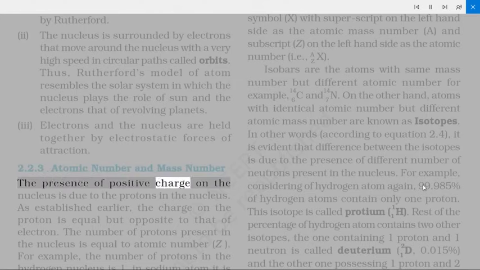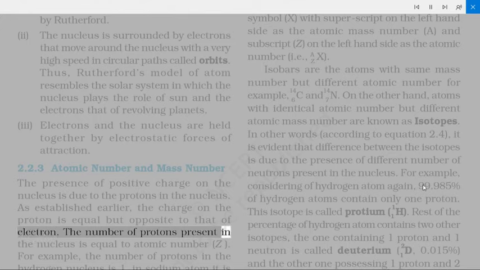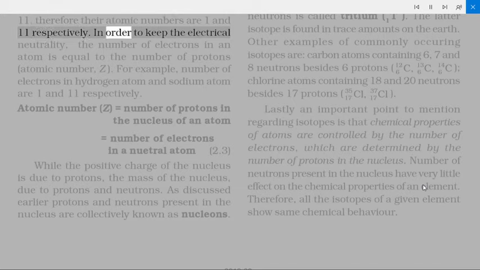The presence of positive charge on the nucleus is due to the protons in the nucleus. As established earlier, the charge on the proton is equal but opposite to that of the electron. The number of protons present in the nucleus is equal to the atomic number, Z. For example, the number of protons in the hydrogen nucleus is 1, in the sodium atom it is 11, therefore their atomic numbers are 1 and 11 respectively. In order to keep electrical neutrality, the number of electrons in an atom is equal to the number of protons, the atomic number, Z. For example, the number of electrons in a hydrogen atom and a sodium atom are 1 and 11 respectively.